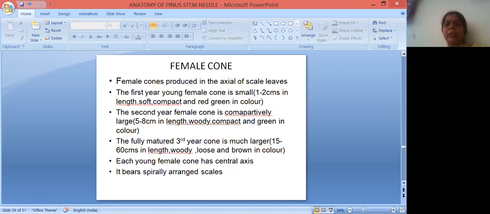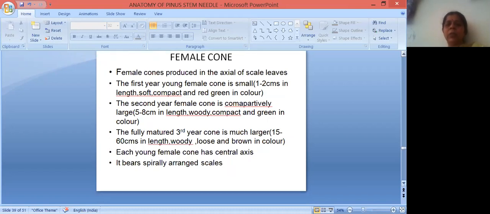Approximately the length is 15 to 60 centimeters, and it is woody and loose. The megasporophylls become loose with the growth and expansion, and the cone becomes brown in color. Each young female cone consists of a central axis and bears spirally arranged scales. Now coming again to the female cone, the female cones are produced in the axils of scale leaves.